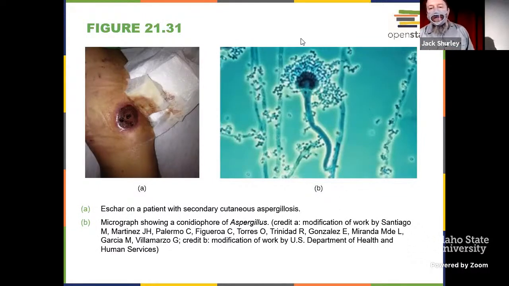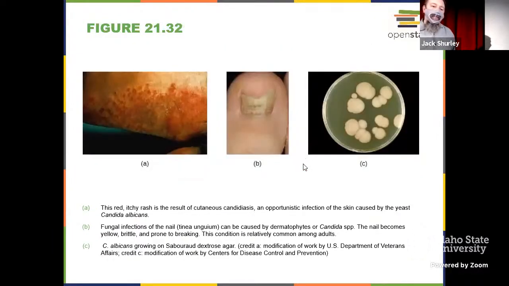Here is a different type of fungus, Aspergillus, and we've got an image of this eschar. It looks quite a bit different from the anthrax. So this is secondary cutaneous aspergillosis. As you see in the image of the fungi right here, these guys are growing within this lesion. This image of the Aspergillus shows a conidiophore, a reproductive structure of that fungus, and here are all of the spores on it. The hyphae, the thread-like stalks that the fungi utilizes, are also seen there.